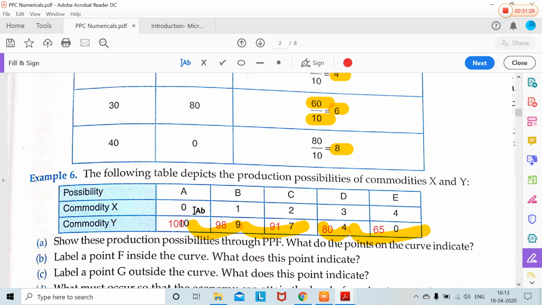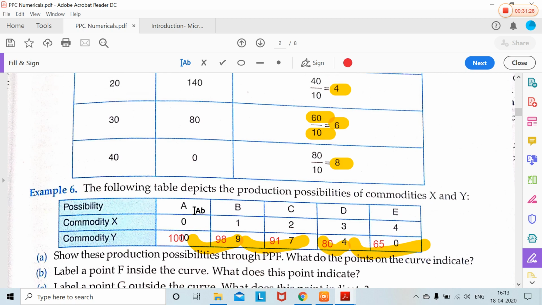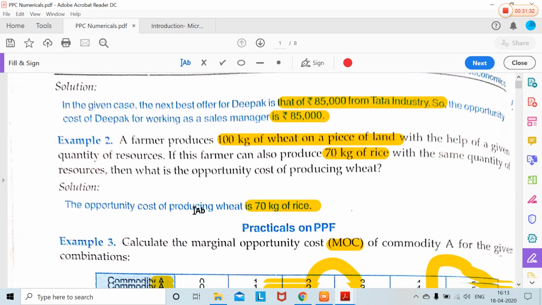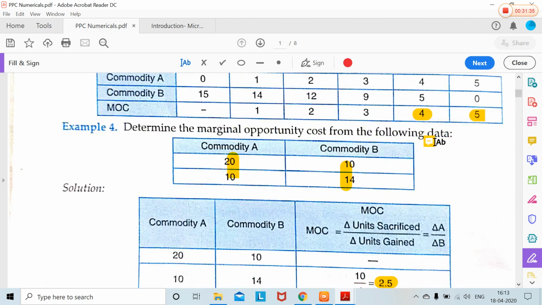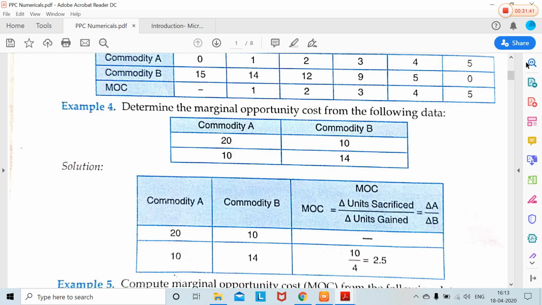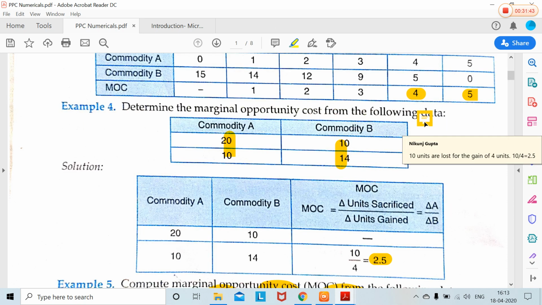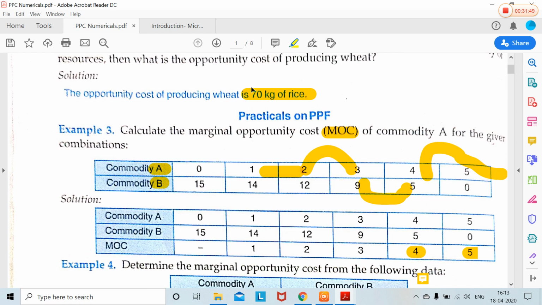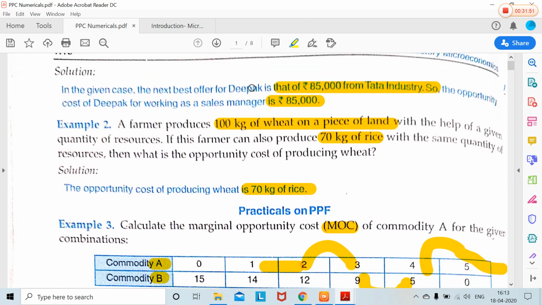So that's all for today. This is the question I gave you. Construct a hypothetical example. Where had the question gone? Yeah, here is the question, I think. Wait. No, this is not the question. So the question was: construct a hypothetical numerical example to show the concept of MRT and PPC.